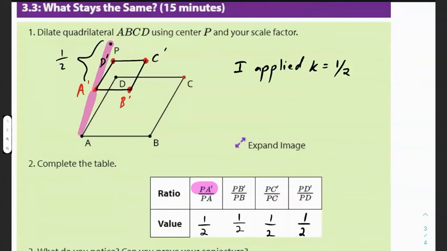So again, P to A prime is half of PA. And that's the same with every single segment in relation to P. So just be aware of that. Your scale factor is a constant across all the parts, all the sides in relation to your center of dilation.